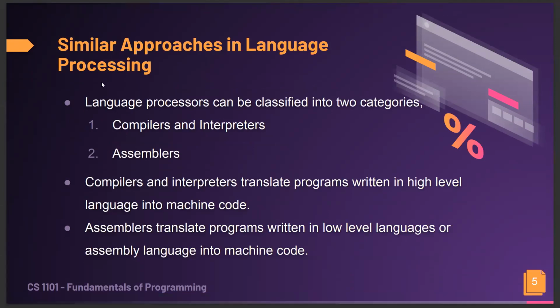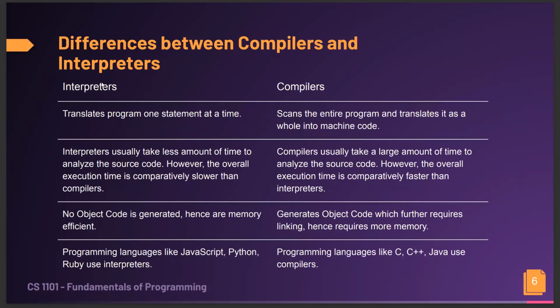Since computers cannot directly interpret high-level language, programs written in high-level languages must first be translated into machine code. This is done by language processors. Language processors can be classified into two main categories. The first category consists of compilers and interpreters, and the second consists of assemblers. The main difference between these two is that compilers and interpreters translate programs written in high-level languages into machine code, while assemblers translate programs written in low-level languages or assembly language into machine code.